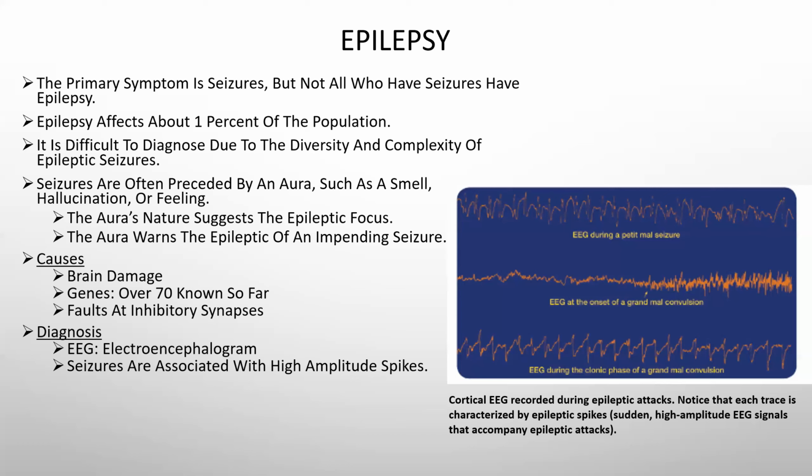Causes can be brain damage, can be genetic, and they've also looked at faults at inhibitory synapses. Diagnosis. EEGs are definitely going to be used, like the figure that you see on the right-hand side there. Seizures are associated with high amplitude spikes. So here in the middle, you're looking at an EEG at the onset of a grand mal convulsion. So you see how that very low frequency turns into a higher frequency, higher amplitude wave.